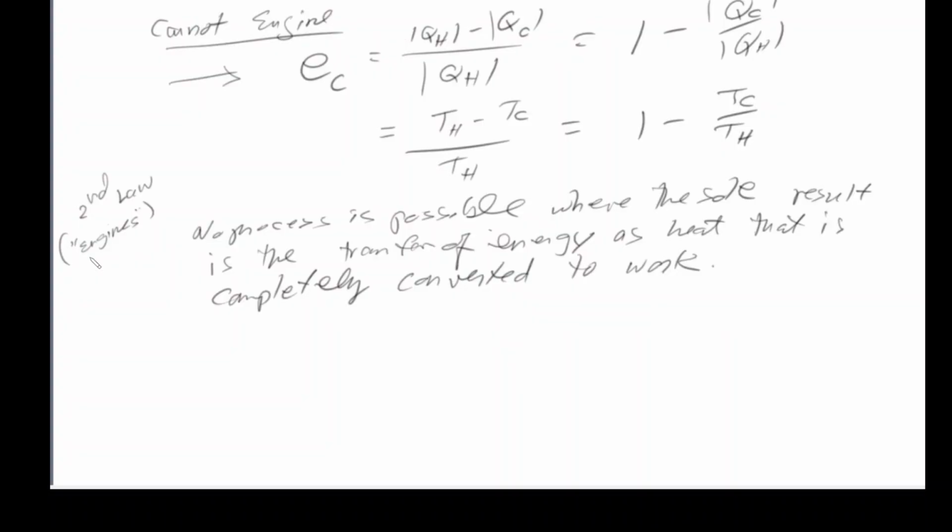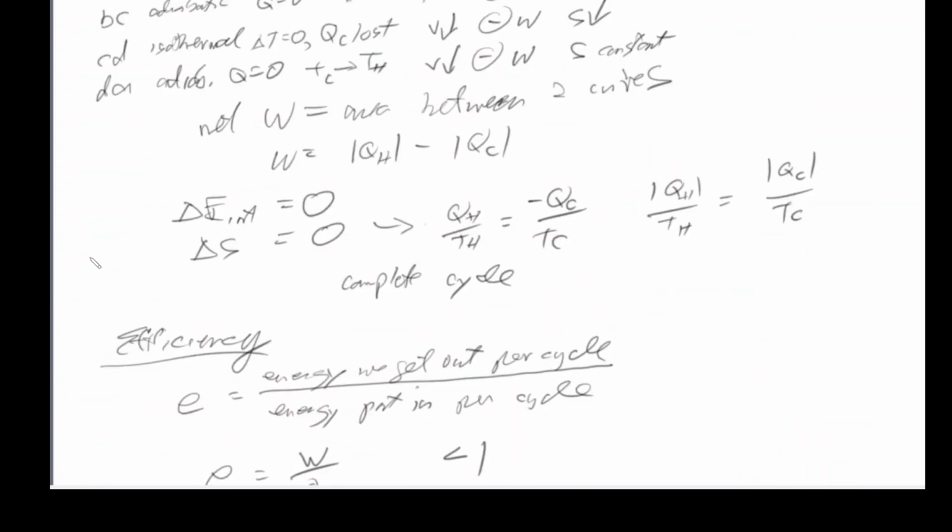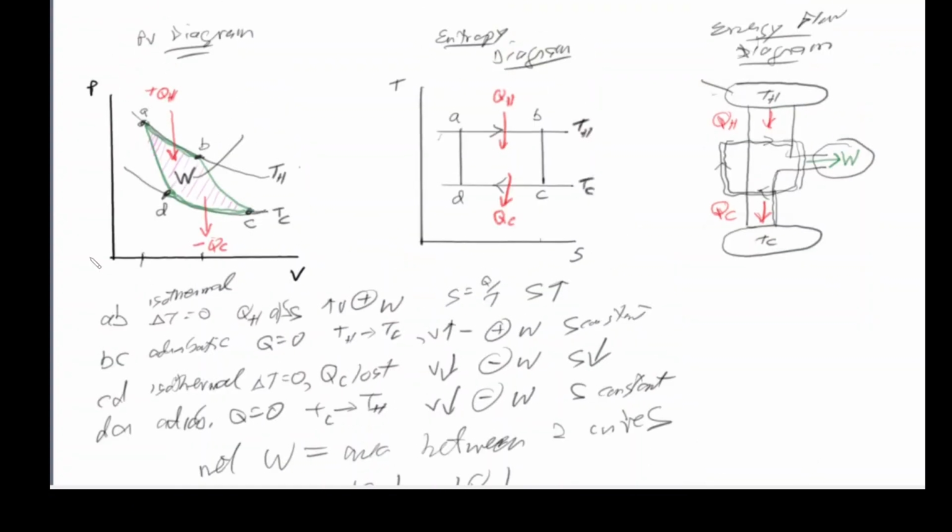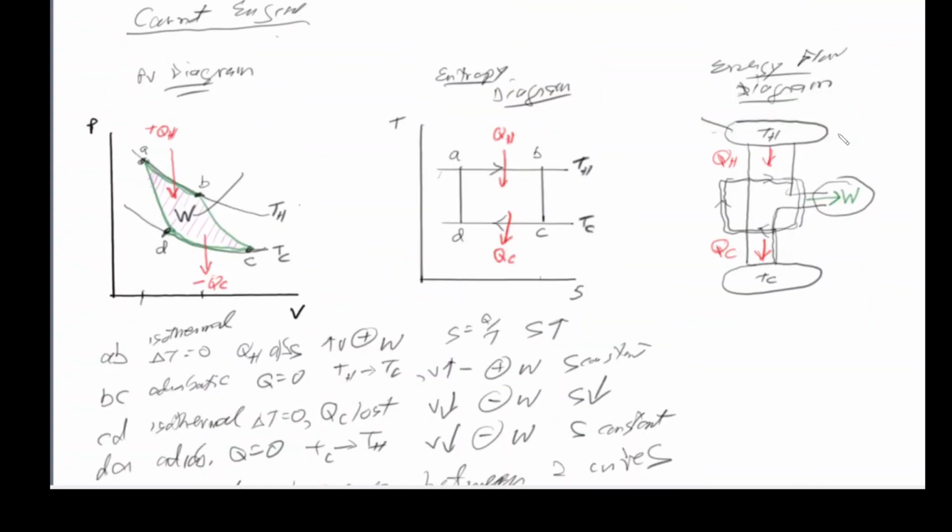This states that no process is possible where the sole result is the transfer of energy as heat that is completely converted to do work. So if you go back to our energy transfer diagram way up here, you can see that some of the energy goes into doing work. There always has to be a loss of heat. You can't have all the energy going into work. That will violate the laws of entropy and is impossible.